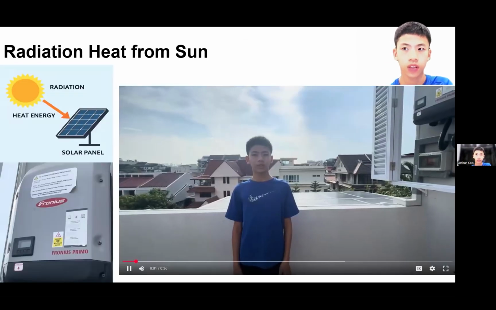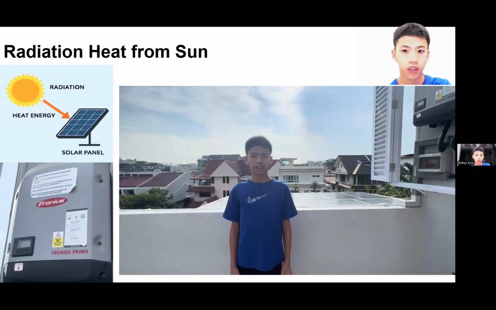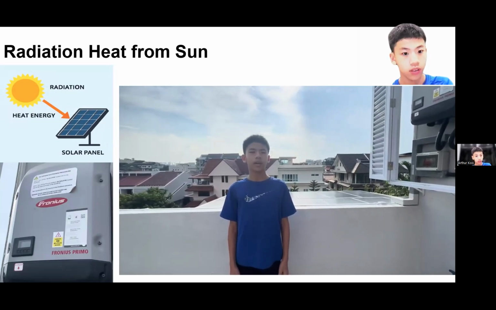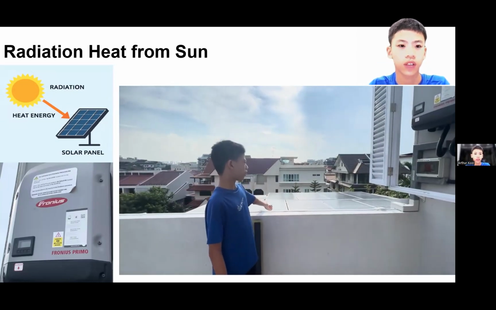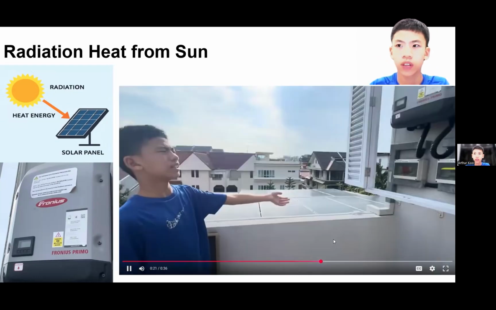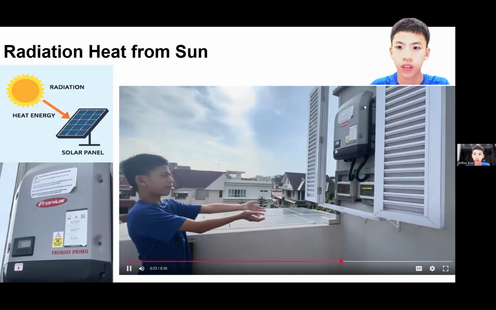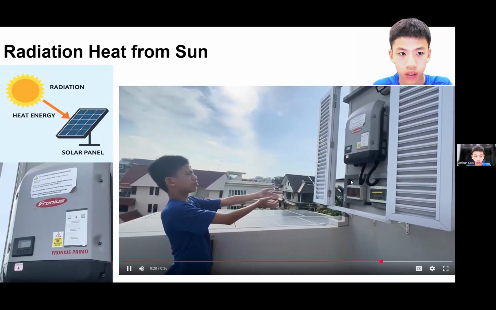Heat from the sun travels through radiation to Earth. Unlike convection or conduction, radiation does not need a medium to travel through, not even air. Heat energy from the sun is converted into electrical energy by these solar panels right here. This solar panel meter reads how many kilowatts of energy are produced.